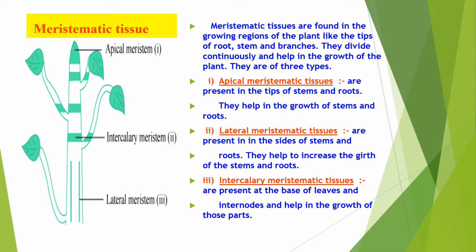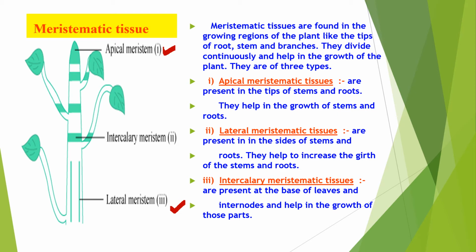The apical meristem is located in the root tip and the shoot tip. So they are involved in growth of the plant both upward and downward. They are present in the root tip and the shoot tip. The next one, lateral meristem, is present in the side of the stem. They help to increase the girth of the plant.